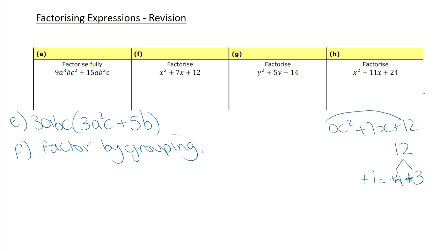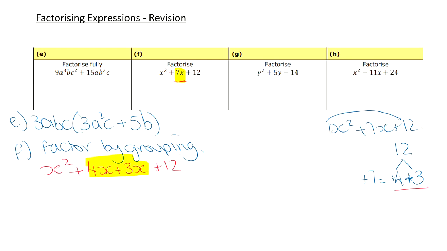They're both positive. So what I'm going to do now is rewrite the middle term. So I have x squared plus, instead of writing 7x, I'm going to write it as 4x and 3x. And then I have plus 12. So this middle term here, I've just rewritten as 4x and 3x.